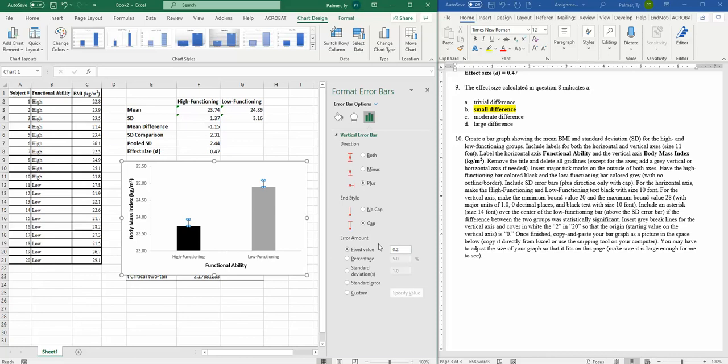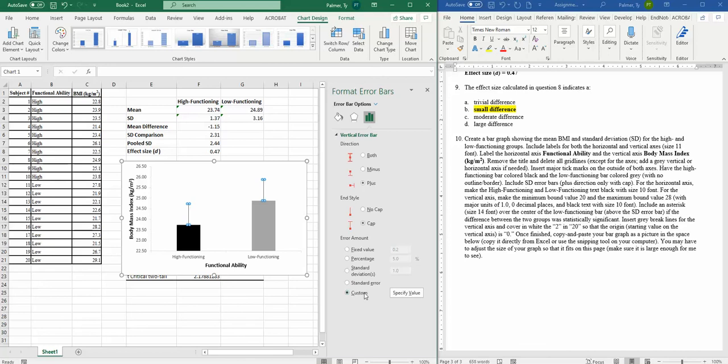Now, probably the trickiest part with adding the standard deviations is this next part here. What you need to do is go down to error amounts, and go down to custom. Again, you might be saying, well, wait, Dr. Palmer, there's a standard deviation. Isn't that what we're doing? Yes, we are. But just trust me here. When we're doing these standard deviations, this is what we want to do. So go to error amount and then go to custom.